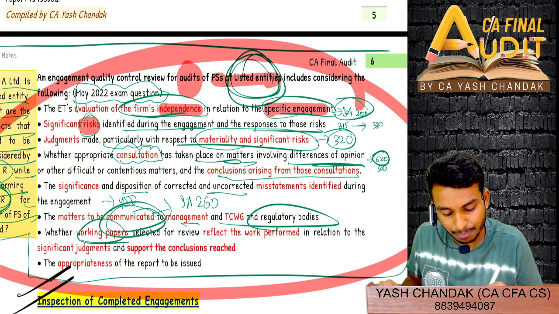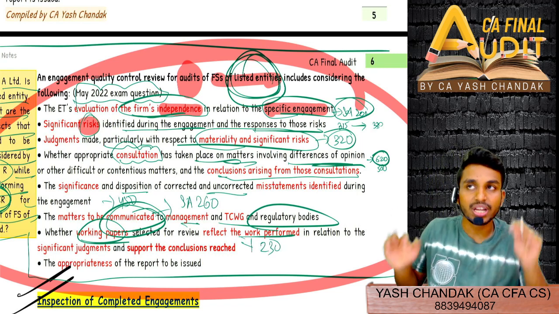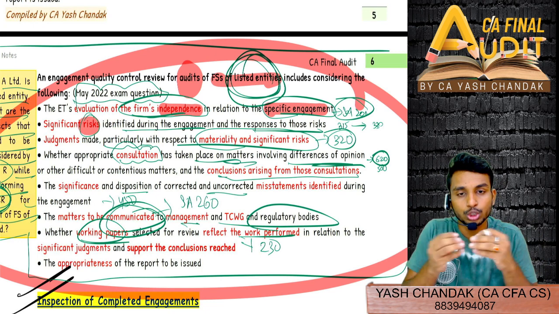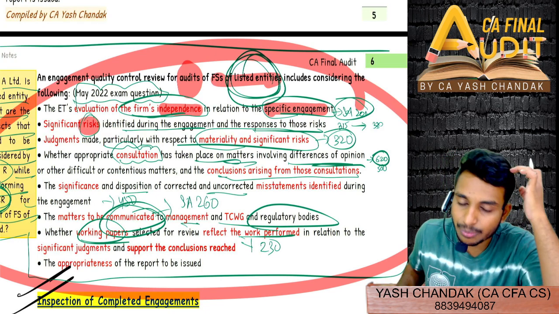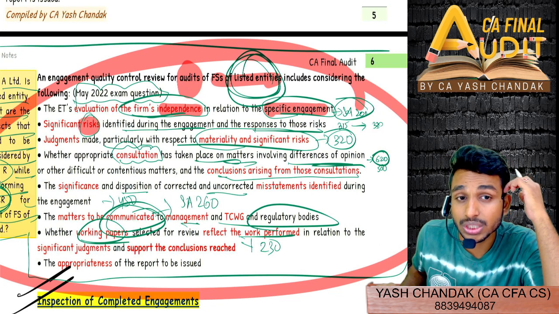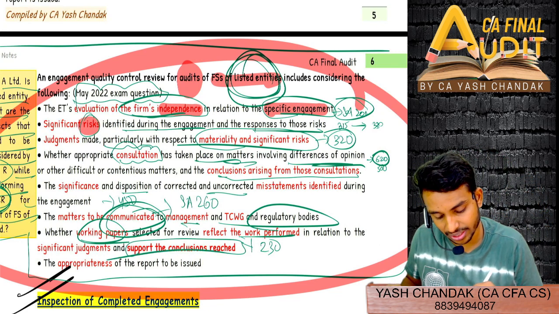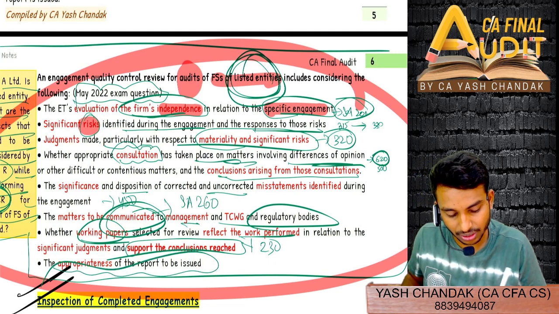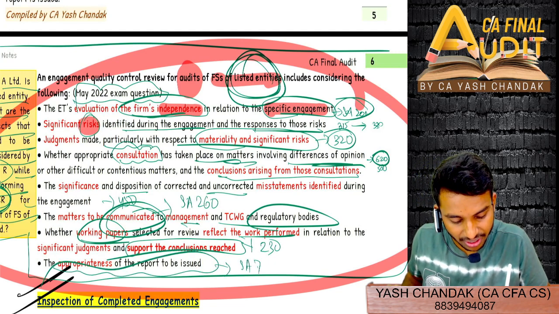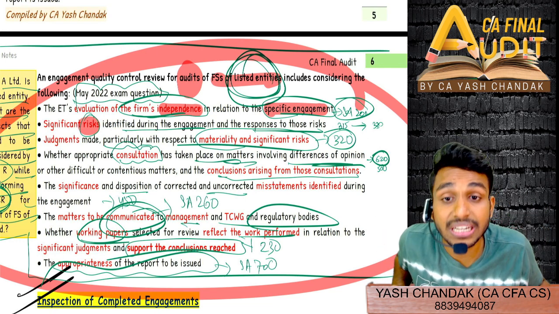And then whether working papers, that is again here SA 230. Work performed, working papers and the conclusions that you derive, both should match. I told you just about that also. The point was the same, that the working papers and the conclusions you derive should tally, should support the conclusions that you are reaching. And the appropriateness of the report issued, this is SA 700. So more or less each and every standard series is covered.